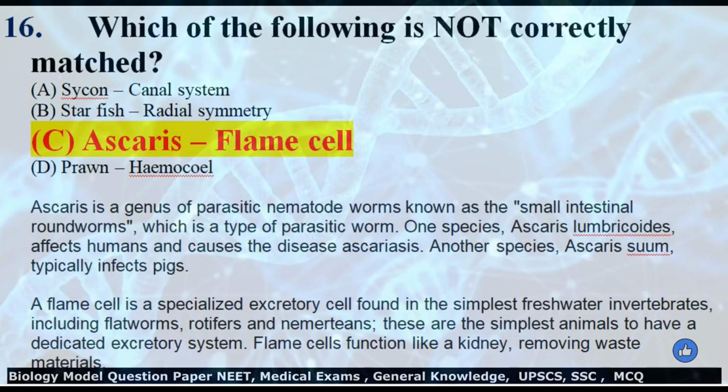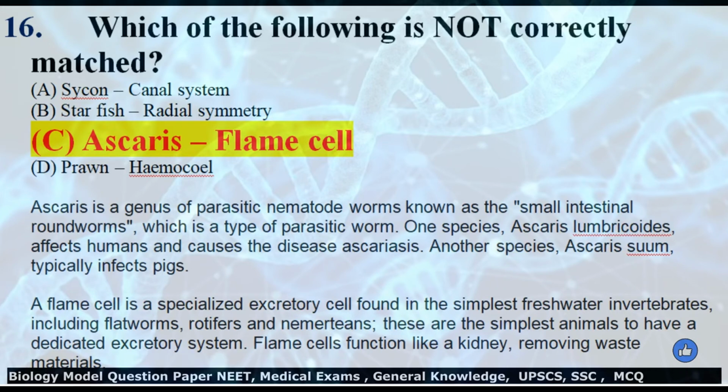Question number 16. Which of the following is not correctly matched? C. Ascaris, flame cell. Ascaris is a genus of parasitic nematode worms known as the small intestinal roundworms, which is a type of parasitic worm. One species, Ascaris lumbricoides, affects humans and causes the disease ascariasis. Another species, Ascaris suum, typically infects pigs.